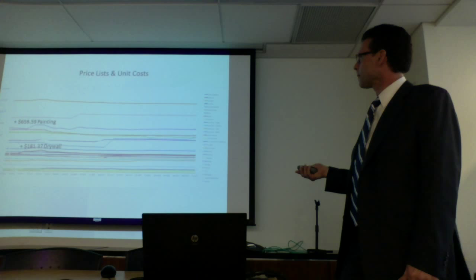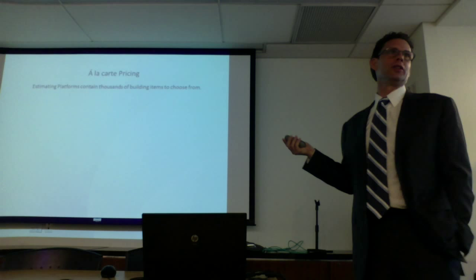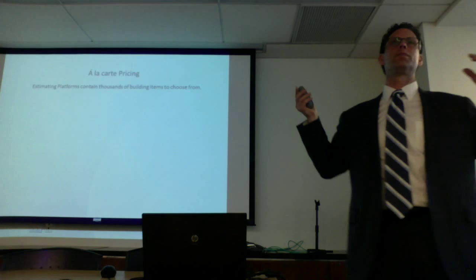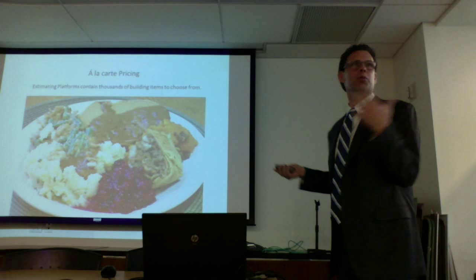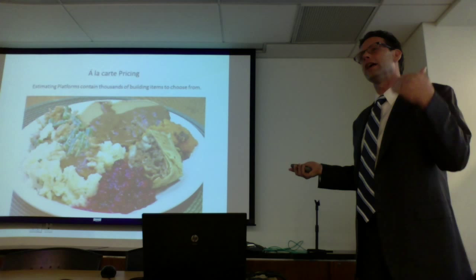So estimating platforms contain thousands of building items to choose from. It's a la carte. If you go to my house or you go to a restaurant at Thanksgiving, you say, I want the turkey. We all know what you're getting on your plate. It's going to be everything because it's Thanksgiving and you want the turkey. So it's all going to be there. If you use Xactimate or Simsol and you say, I want the turkey, you're going to get a plate with a piece of turkey on it.